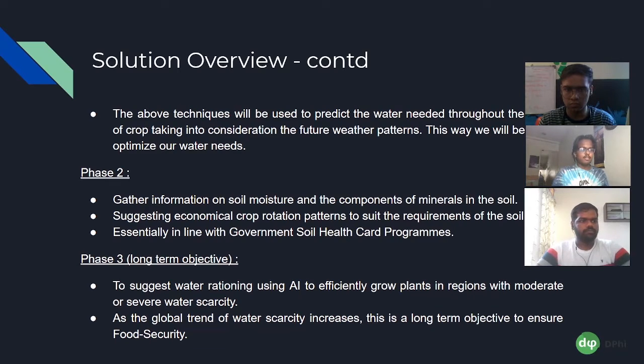Yeah. So indirectly, we are trying to ensure food security in the region, and also help the farmers make growing crops more efficient and better, and get better yields.